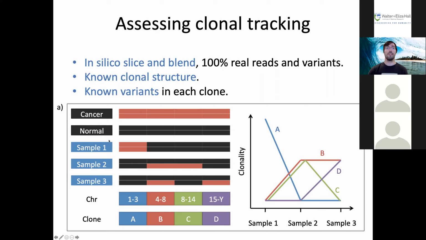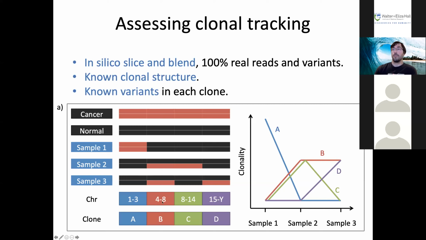What that means is that we built 3 new artificial samples, however, using only real reads. And we then split up the genome in 4 different parts. In the first part here, in sample 1, we took only the cancer reads, while sample 2 and sample 3 only got normal reads from chromosome 1 and 3.